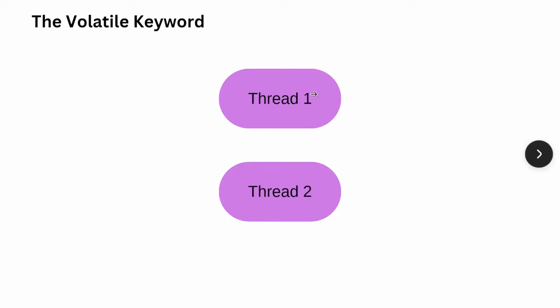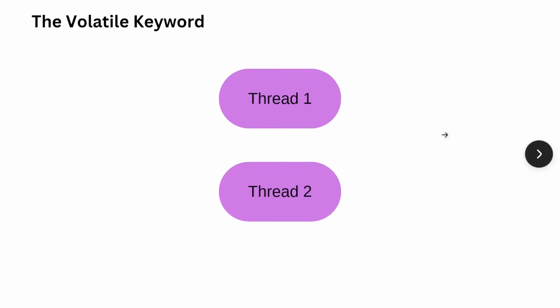And this is not a very hard concept to grasp. However, it is not very easy to figure out where to use this particular keyword, okay? But I will try my best to help you understand this keyword. So volatile is a keyword in Java. And now let's see when its usage can actually come into play.